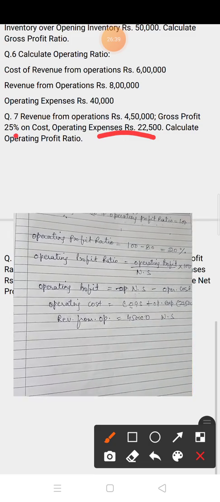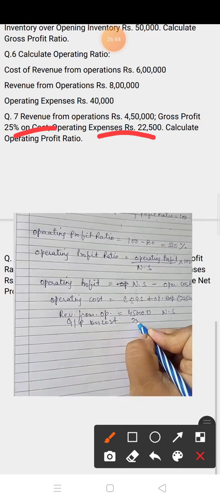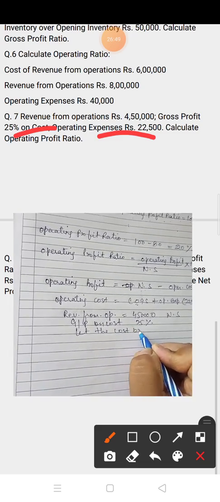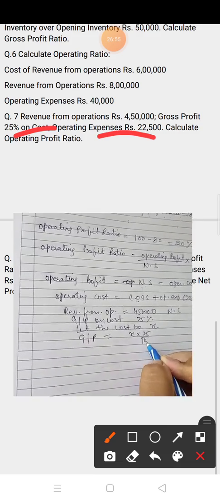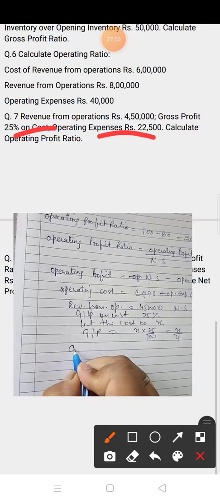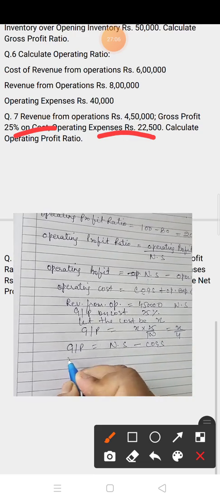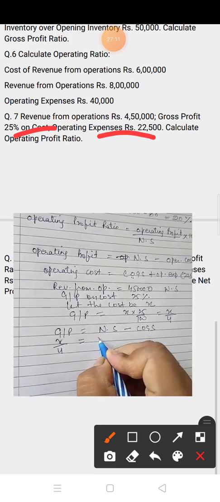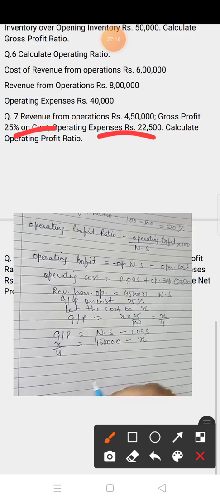Now gross profit 25% on cost. So let the cost be X, and gross profit on cost is X into 25%. It means X upon 4. Now the formula for gross profit is equal to net sale minus COGS. So gross profit value you have already done, X upon 4. Net sale is given 4,50,000 minus COGS is X.